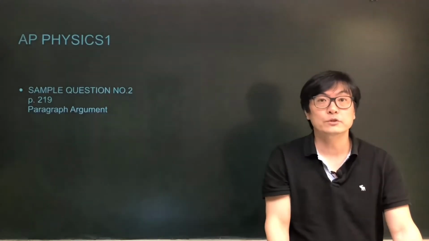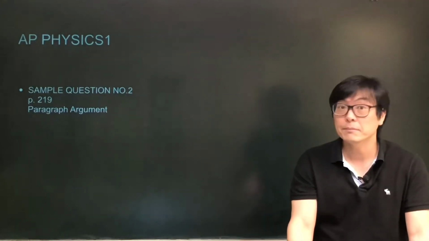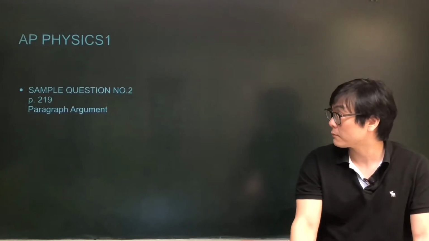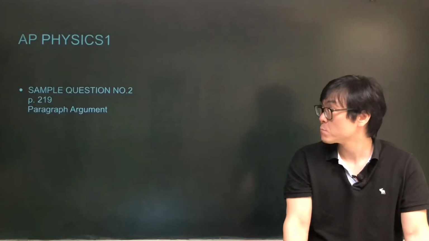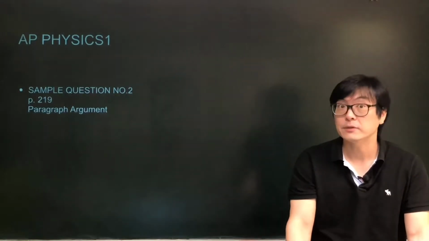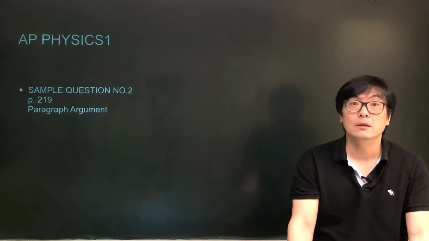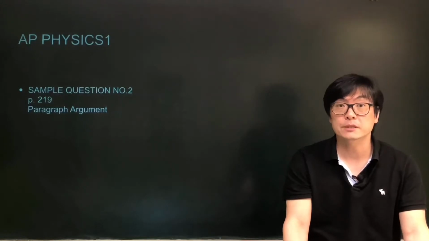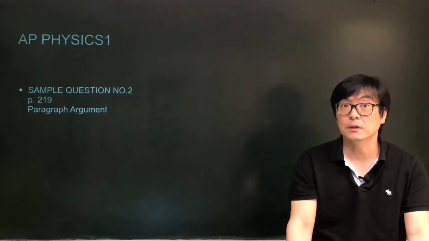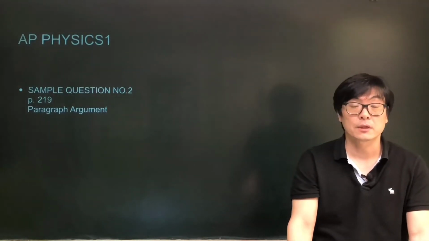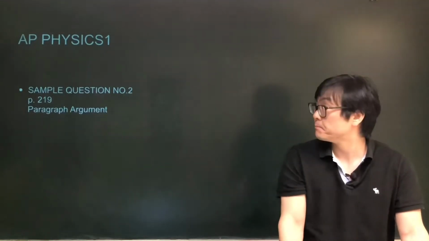Now, move on to the second type of question for AP Physics 1. The second type of question is the paragraph argument short answer question. I will use the second sample question in the same booklet, the AP Physics 1 course and exam description. If you still don't have that booklet, you can download it from the link below this video.